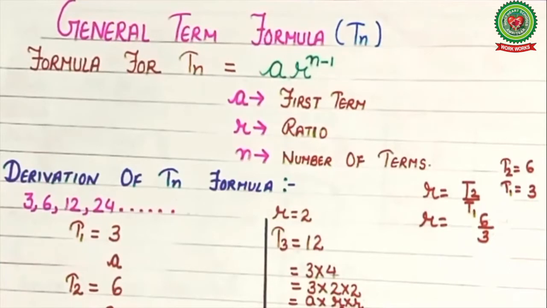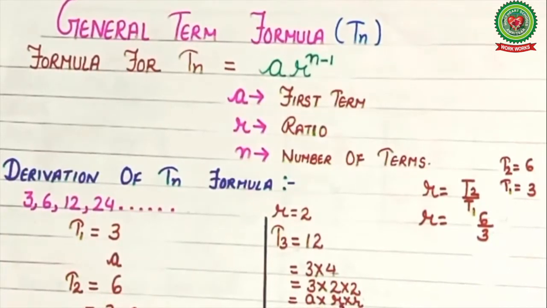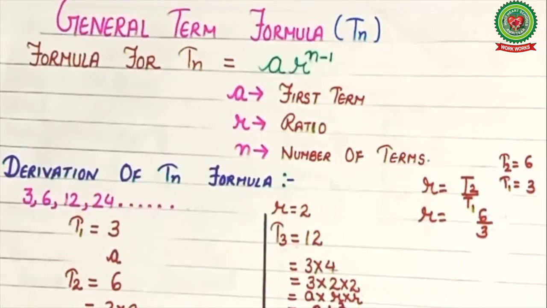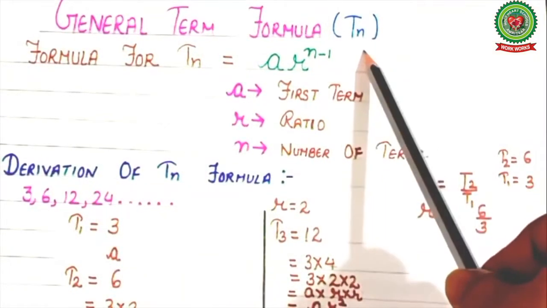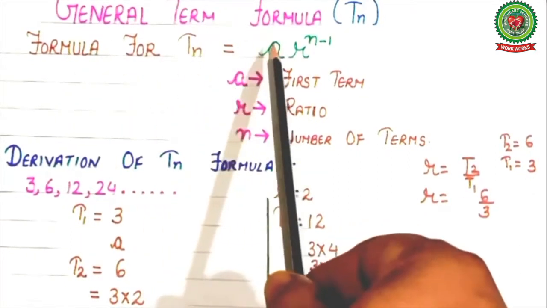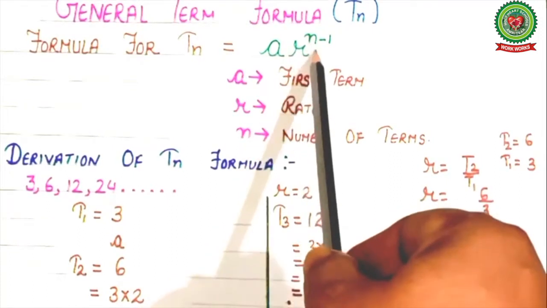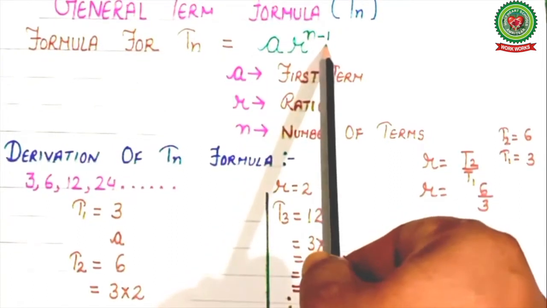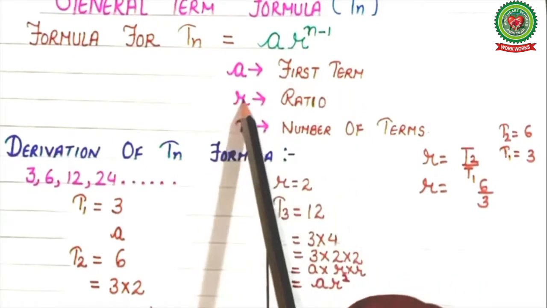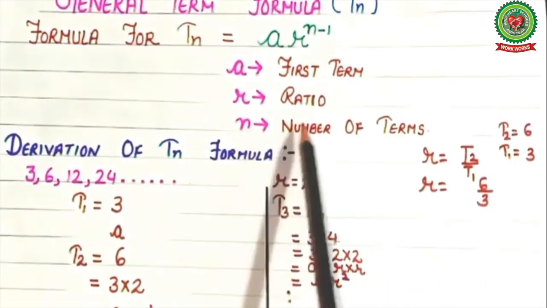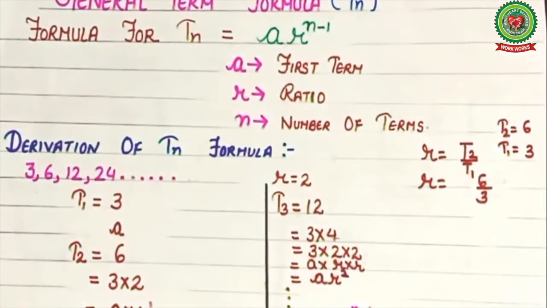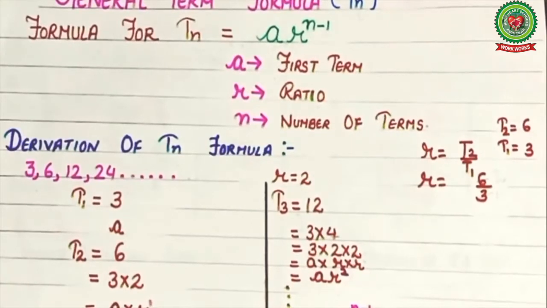Now, the general term formula. The general term is denoted with Tn. The formula for Tn is equal to A r raised to power n minus 1. Here A is the first term, r is the ratio, n is the number of terms. Now we are going to start the derivation of the Tn formula.